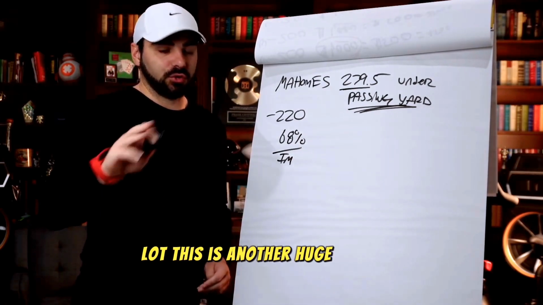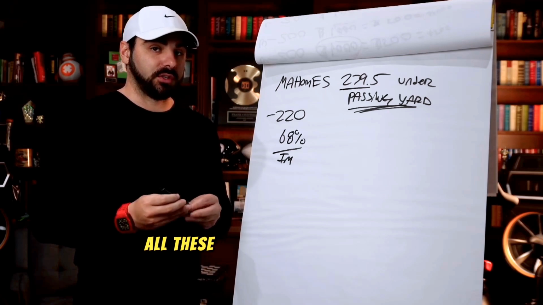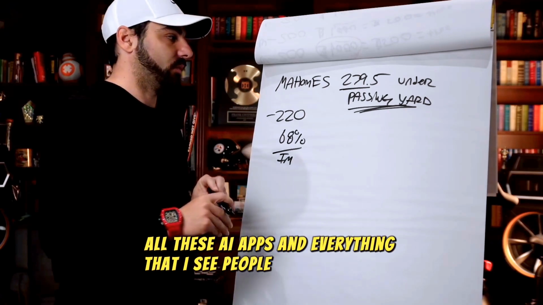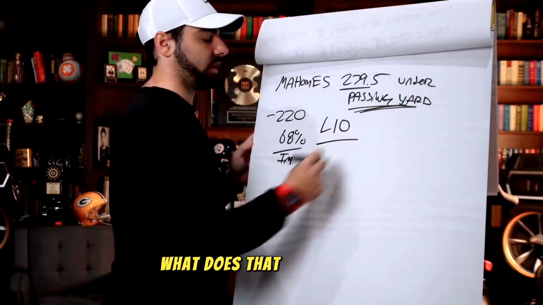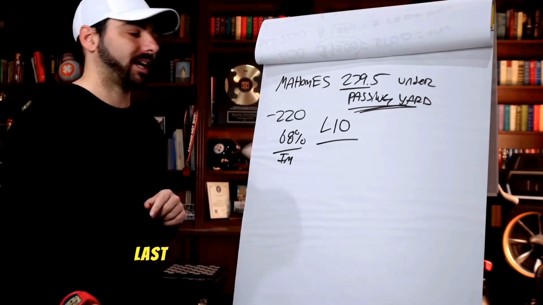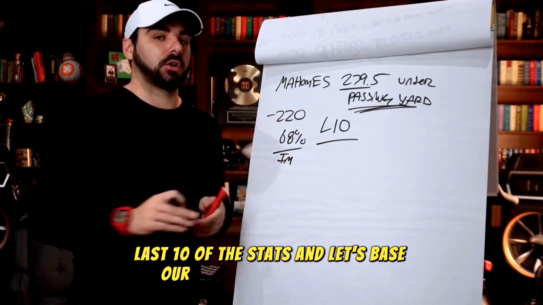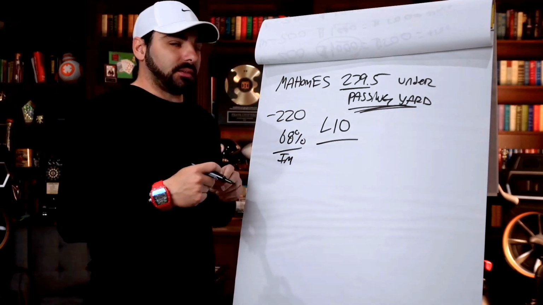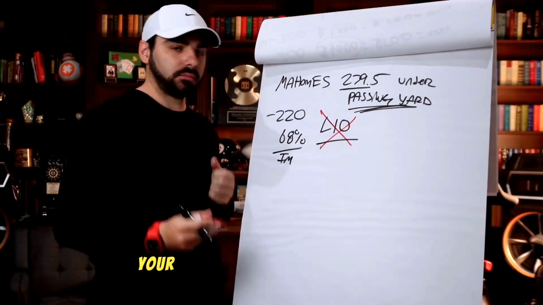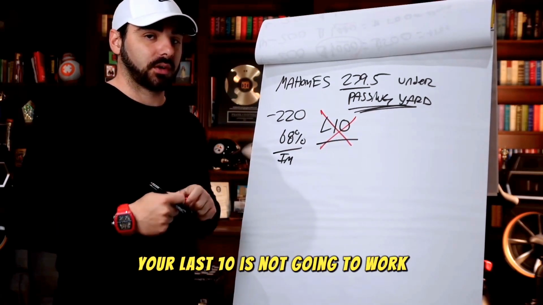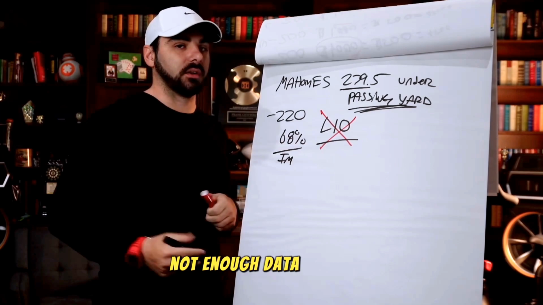This is another huge mistake that I see on betting apps, all these AI apps and everything that I see people come across. They say, oh, well, let's just take a look at this. L10. What does that mean? The last 10. Let's take a look at the last 10 of the stats, and let's base our percentages off of that. That right there, not going to work. Your last 10 is not going to work. I'm just going to tell you that right now. Not enough data. All right?